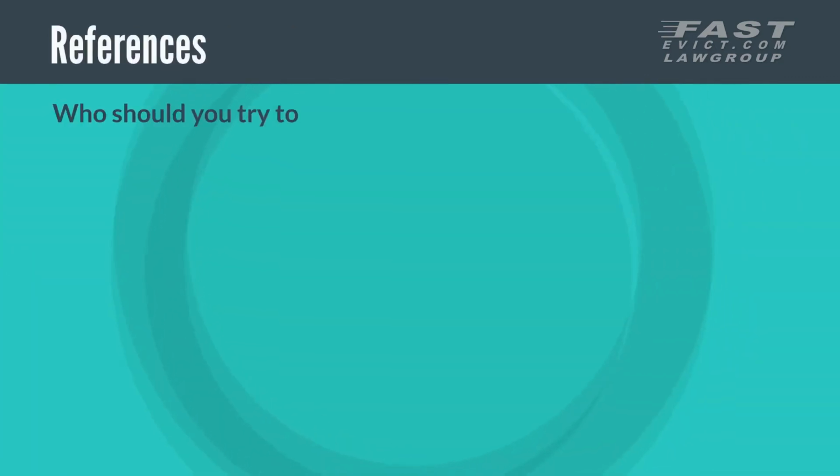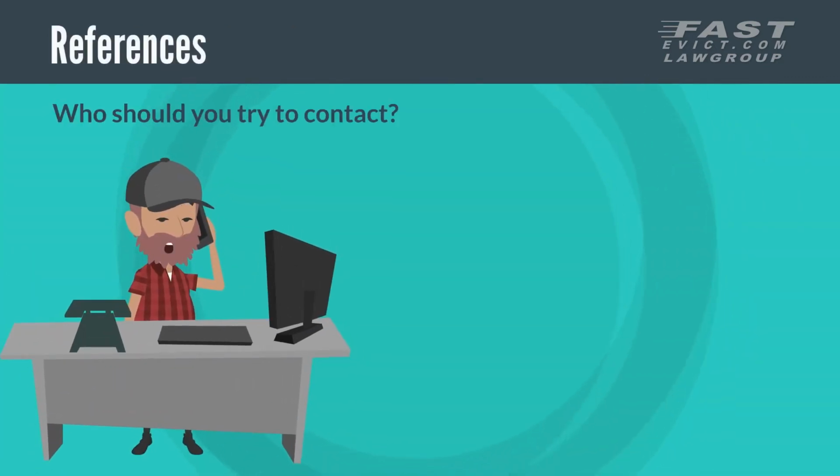References. You should make it part of your screening process to take the time to really dig into the references your prospect provides. Who should you be trying to contact to get a good idea about your prospective tenant? Previous 3 landlords. The second and third references are guaranteed to be unbiased. The last landlord might be trying to get rid of this tenant and might say whatever you want to hear to unload them onto you.